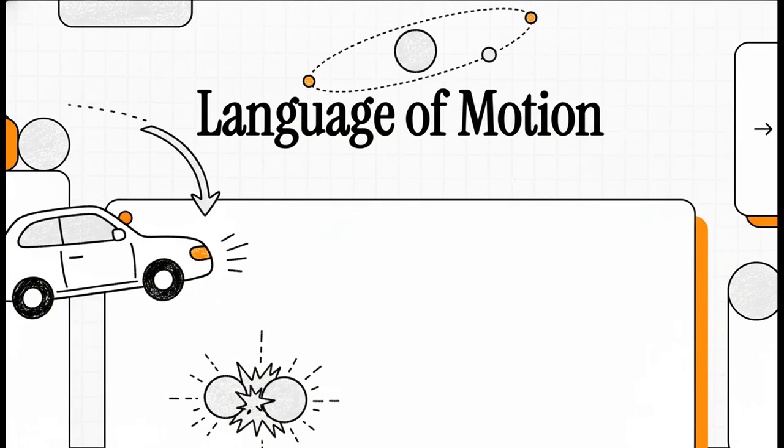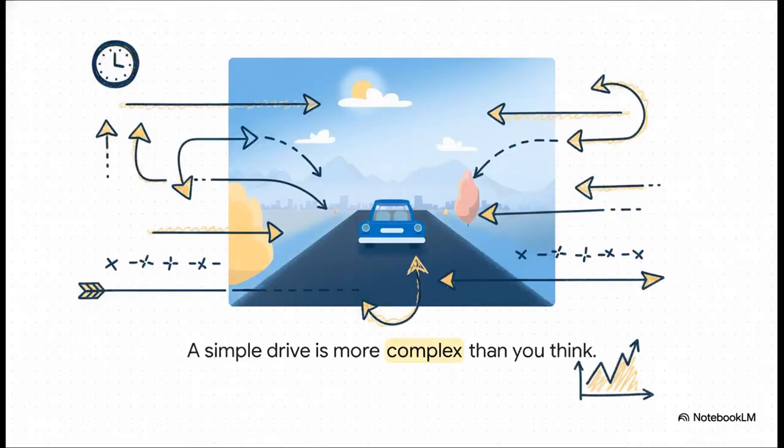Have you ever stopped to think about how scientists can predict the exact path of a planet or figure out what happens in a car crash? Well, it's not magic, it's a language, and it's an incredibly precise language that describes motion. And today, we're going to learn the basics of that language by looking at something we've all done, just going for a simple drive.